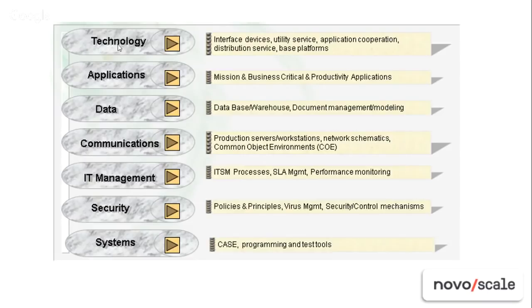So basically technology could be, all right, a laptop, a tablet, a phone, or any interface device, could be a utility service, an application corporation, a distribution service, or base platforms. So basically, technology could be a service. Now, yes, if you can consider it, you can apply it. So here we are just trying to identify how we can adapt our system or our infrastructure to ServiceNow. We need to know how the configuration items will be split into the system as in areas.